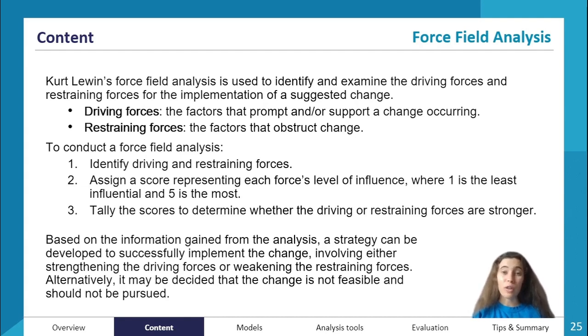and restraining forces are. And then it's about assigning a score that's going to represent the level of influence of each of those forces. So 1 is the least influential and 5 is the most influential. So a score from 1 and 5 representing how influential that force is. And then based on those scores, you're going to get a tally and you're going to determine whether the driving or restraining forces are stronger.